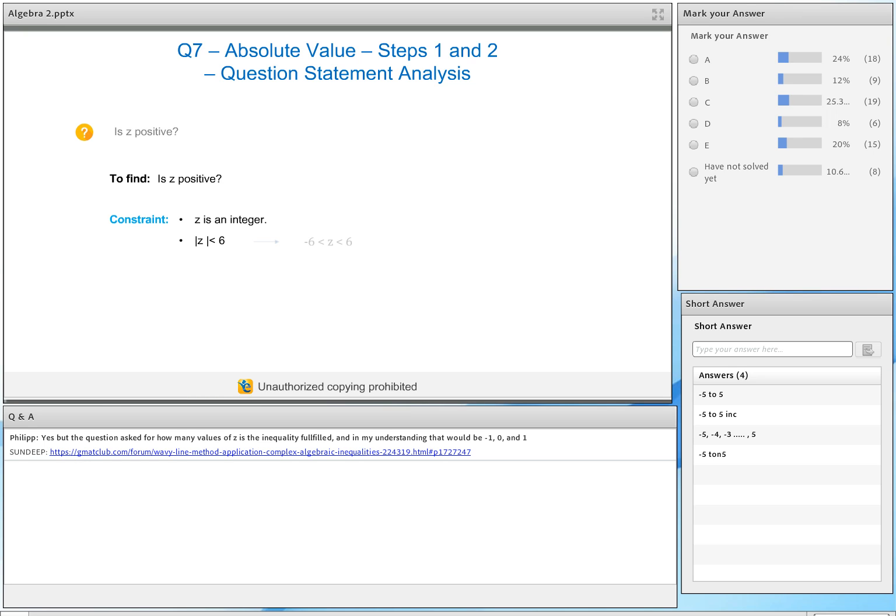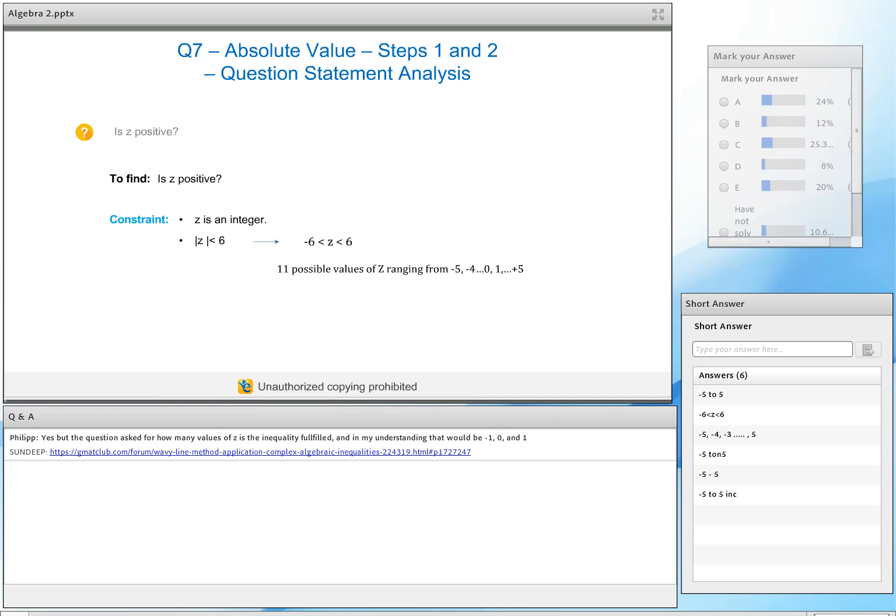Absolutely right. Or in other words, you can say minus 6 is less than z is less than 6. So there are a total of 11 possible values: minus 5, minus 4, and so on through 0, then 1 through 5. Good. Everyone got this? Yes or no?